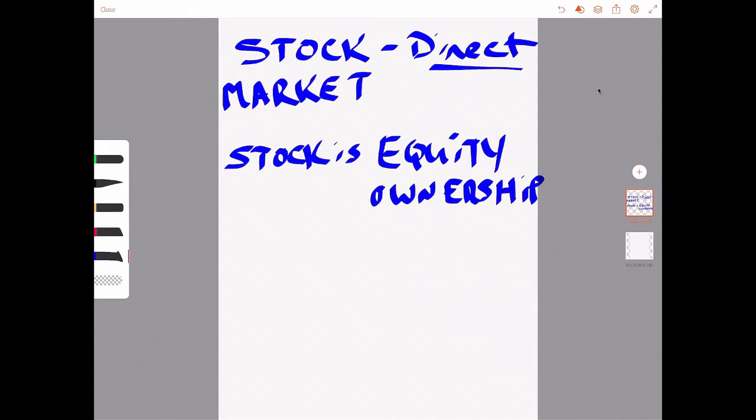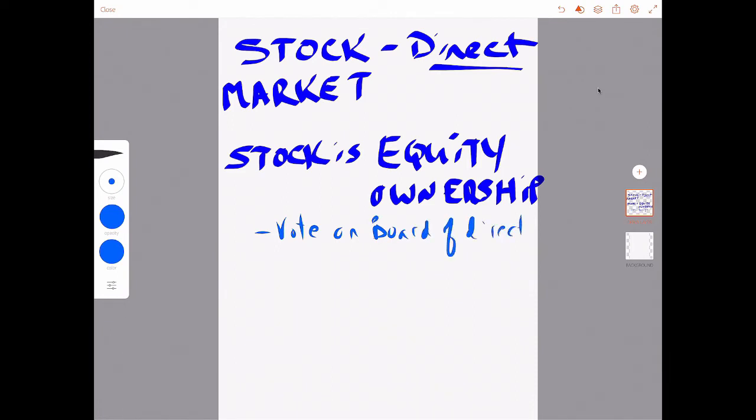As an owner, you get certain votes on how the company is run, not on the day-to-day operations. But stock is equity ownership, and as an owner, you get certain rights. You get a vote on the board of directors. This is the primary vote that you have. Who's going to run the company on the day-to-day basis? As an owner of the company, you get a say in that.